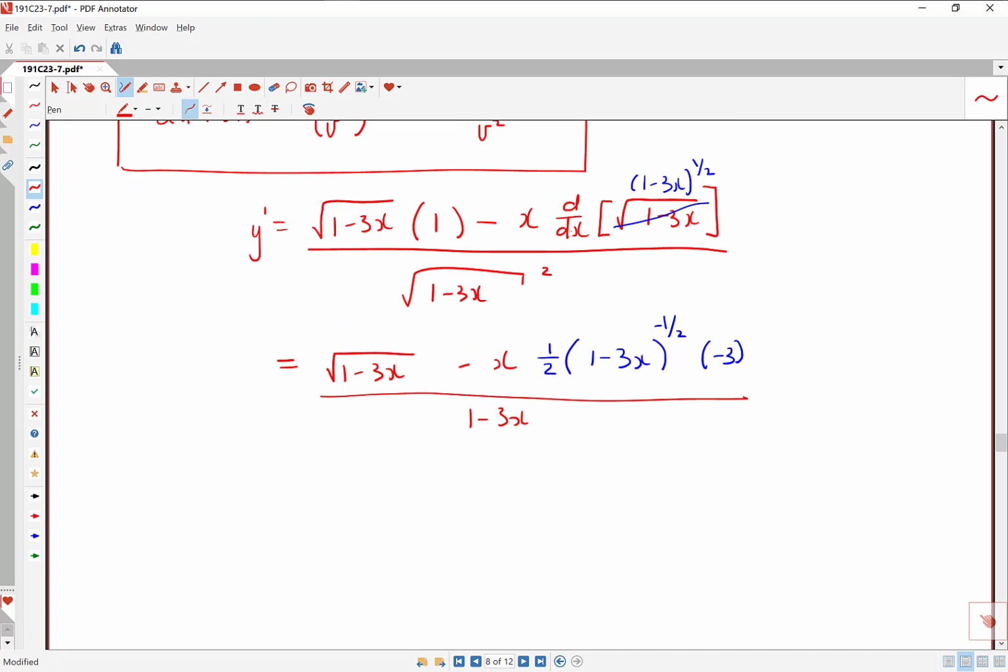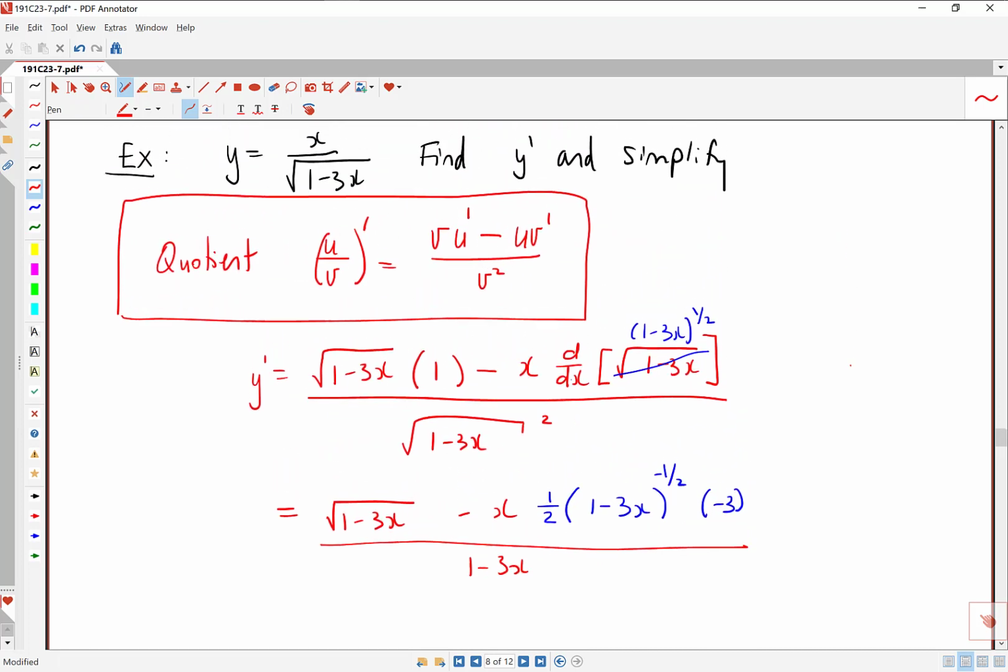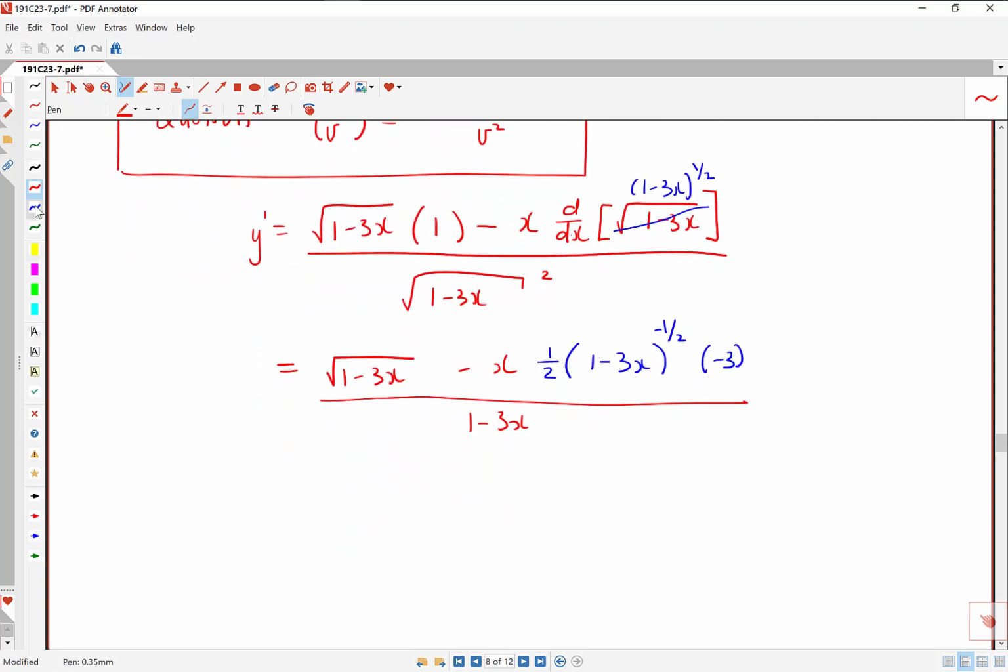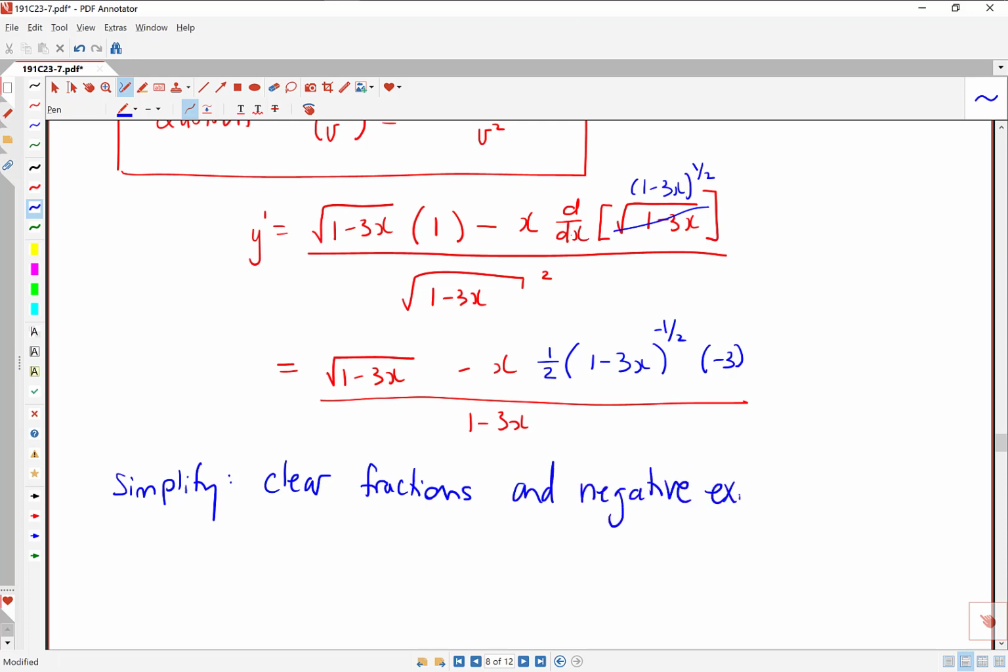All right, so at this point, the question has asked us to simplify. Remember, it says find y prime and simplify. So let's talk about what it means to simplify. We want to clear any fractions and negative exponents. A couple of things that don't look so great here are the idea of having a half in the numerator. That's not nice because it's a double division. You don't want to say half and then divided by something else. If we were doing a follow-up calculation, this would be messy to work with. So we want to find a way of getting rid of that fraction.